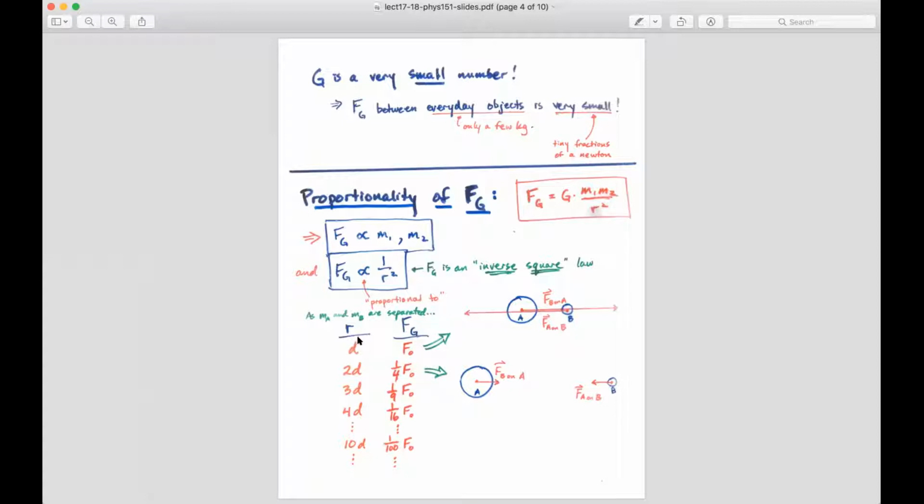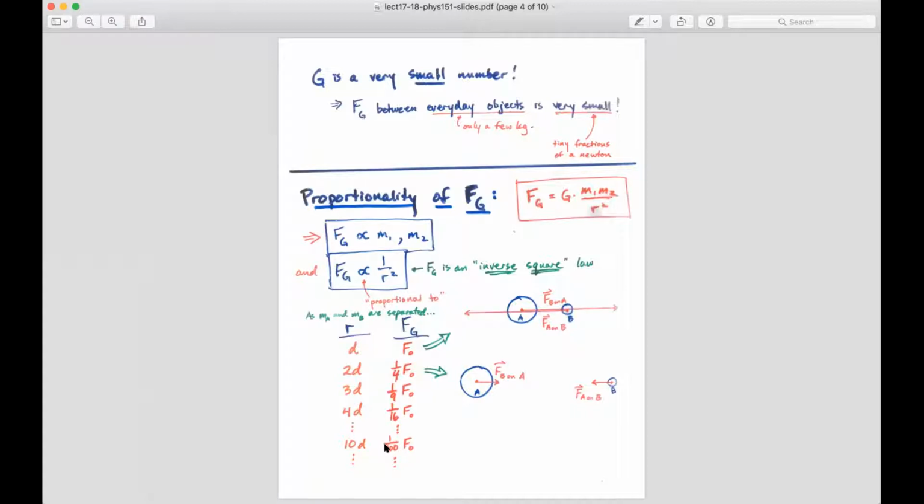Just to summarize that, if the force between two masses is F naught when the two masses are distance d apart, then if I double the distance, the strength of the gravitational force on either one will become 1/4 of F naught. If I tripled the original separation, the strength of the two forces would be 1/9, quadrupling 1/16, 5 times the original distance 1/25, and so on. So you can see the pattern here. This is an inverse square proportionality.